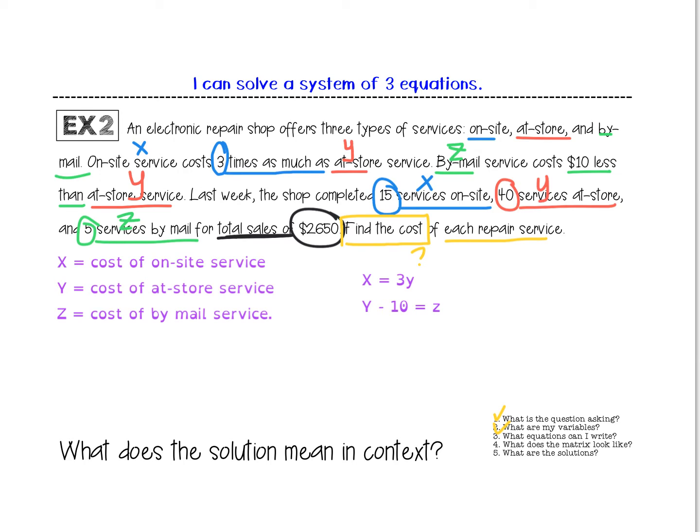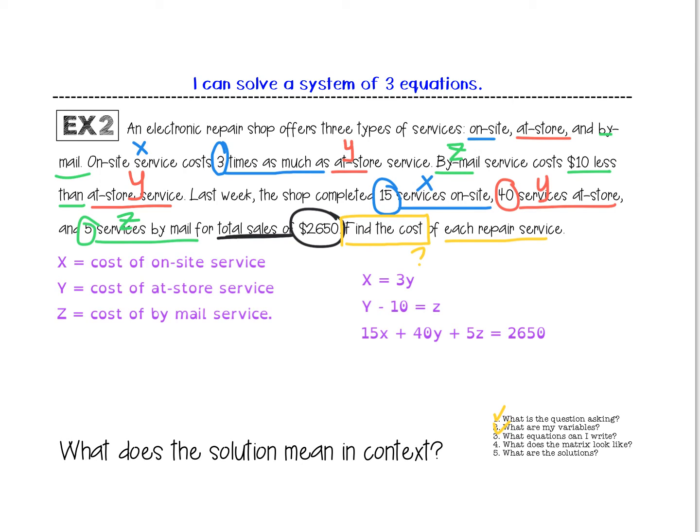All right, so last week the shop completed 15 on-site, 40 at store, and 5 by mail, and they made a total of $2,650. To find how much they made off of the on-site services, I'm going to take 15 times x, because x is the cost, and then 40 times y will tell me how much they made at store, and then 5 times z will tell me how much they made by mail, and that's going to give me a total of this. So my equation is going to be 15x plus 40y plus 5z equals 2650.